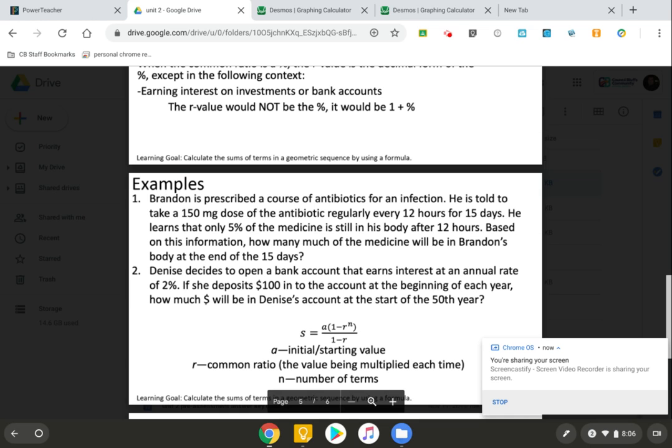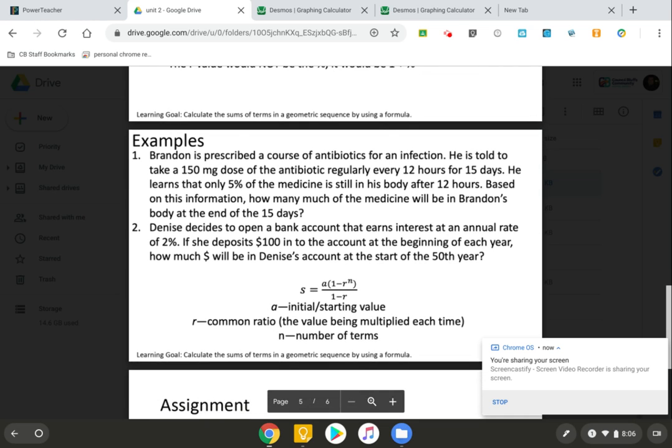All right, so for example number 2, Denise decides to open a bank account that earns interest at an annual rate of 2%. If she deposits $100 into the account at the beginning of each year, how much money will be in Denise's account at the start of the 50th year?